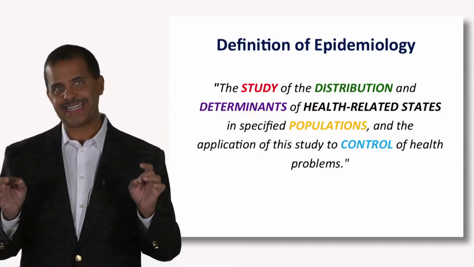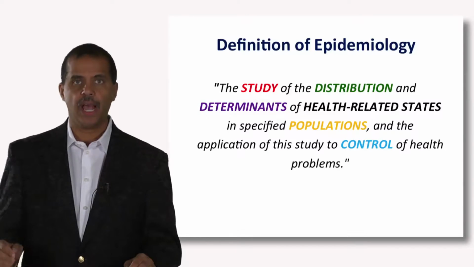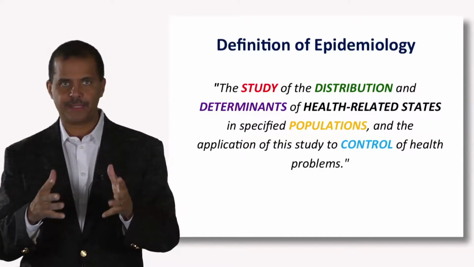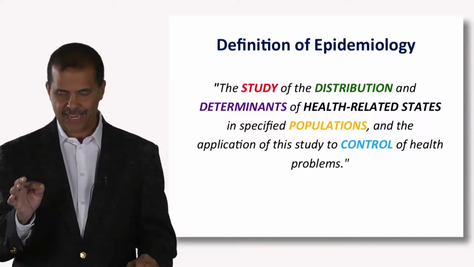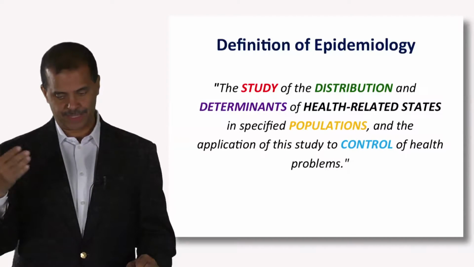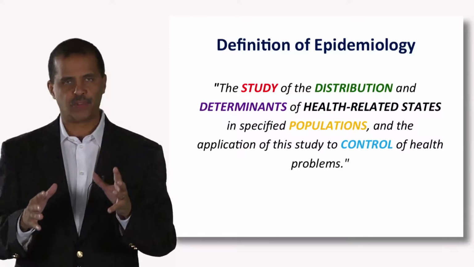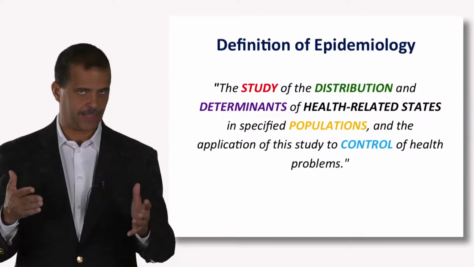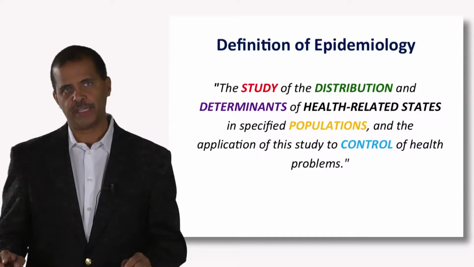It's the study of the distribution and determinants, or think causal factors, of health-related states in specified populations. So it could be a city, a county, a country, or an organization. And the application of this study of what? The distribution and determinants of disease to control the health of populations. So not control from a control freak point of view, but to really reduce unnecessary morbidity, sickness, and mortality, death. So that really is what epidemiology is.